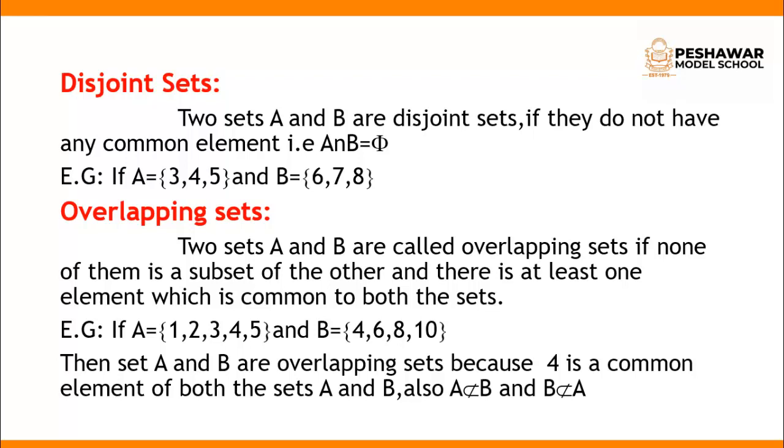We also take another example. If set A is equal to {a, b, c, d} and B is equal to {a, e, i, o, u}, now when we take the intersection of these two sets, a is common among A and B. So at least one element is common, and A is not a subset of B and B is not a subset of A. So both our conditions are satisfied. It's known as overlapping sets.